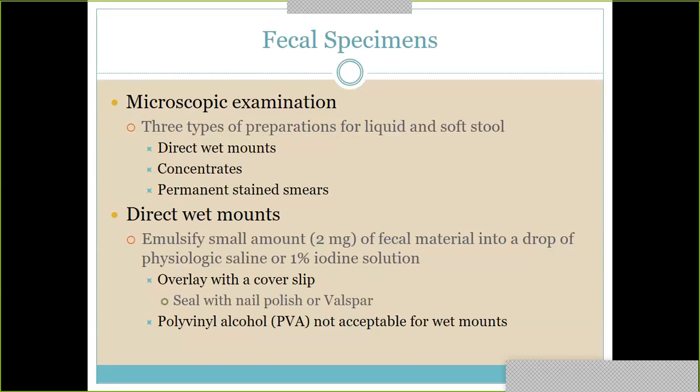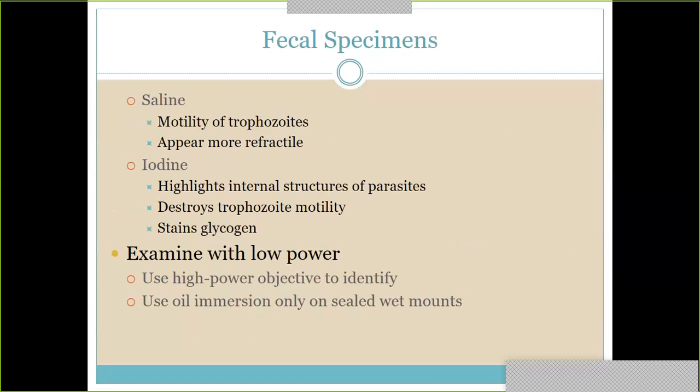Now, microscopically, there are different types of microscopic preparations that we can do. We can have direct wet mounts, concentrates, and stain smears. In a direct wet mount, you are basically taking a small amount of fecal matter and mixing it with saline or iodine solution, putting it on a slide, putting a cover slip over, and looking at it under the microscope. You're looking for trophozoites, if they're moving, motility. Saline will preserve the motility, whereas iodine will destroy that motility. But you look for your parasites, essentially.